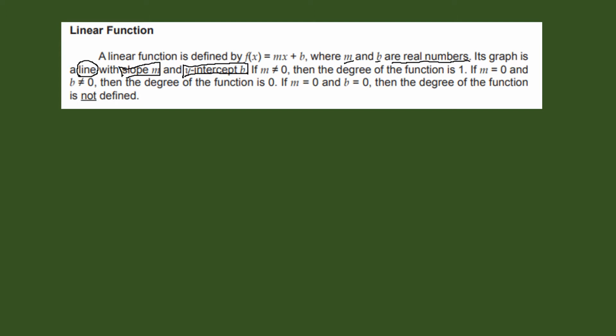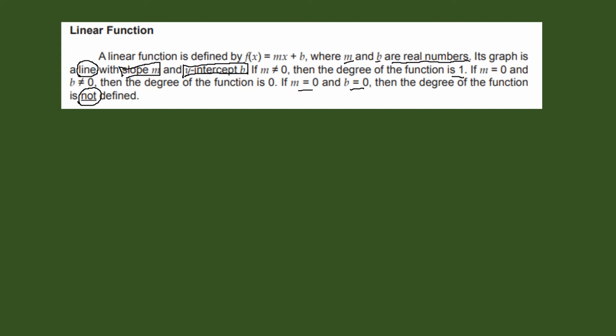Now, if you have a certain linear function and you see that m is not equal to 0, it can be any number except 0, then the degree of the function is 1. If m is equal to 0 and b is not equal to 0, then the degree of the function is 0. But if m is 0 and b is also 0, then the degree of the function is not defined. So let us analyze the definition one by one.